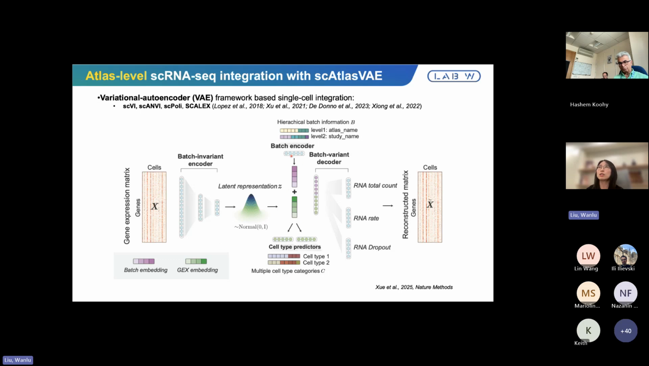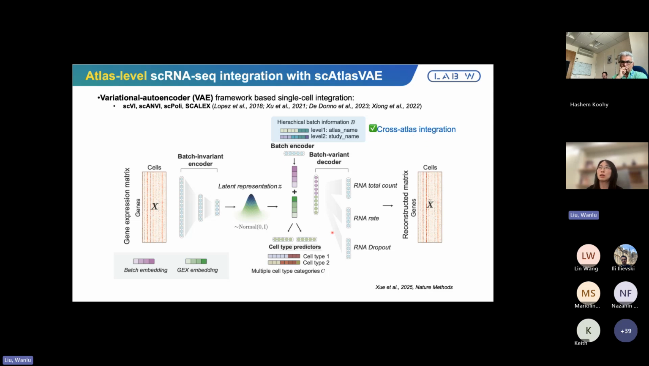And then instead, our method incorporates the batch encoder in the latent representation, which means that our decoder is a batch variant decoder. In the batch encoder, other than the study name, we also allow the user to input the atlas name. So if you have different T cell atlases or other atlases that contain similar cell types, you can also use our method to do cross-atlas integration.